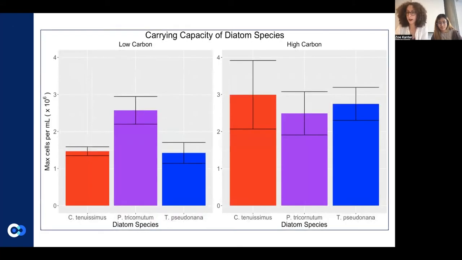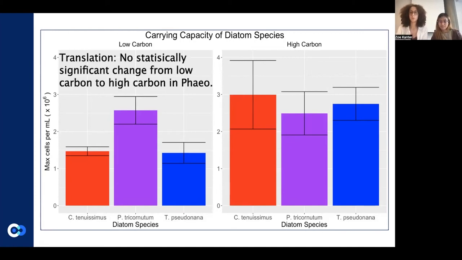We can also look at the carrying capacity of the different species. This is the max concentration of cells that it reached. And you can see for Catastris and THAPS, the red and the blue, that the carrying capacity significantly increased from low carbon to high carbon. However, it's more tricky with FAO as the carrying capacity is within sort of the error bar, so there isn't a statistically significant result as to if it increased or not.